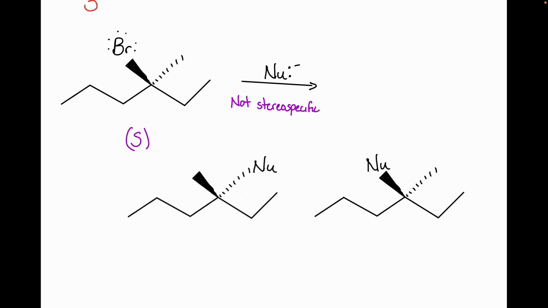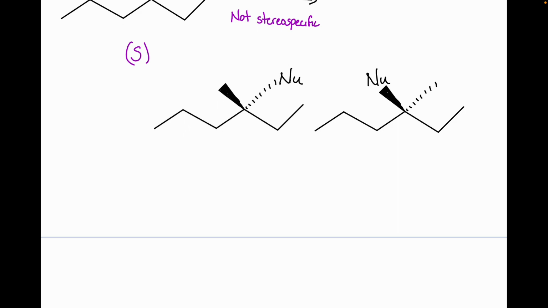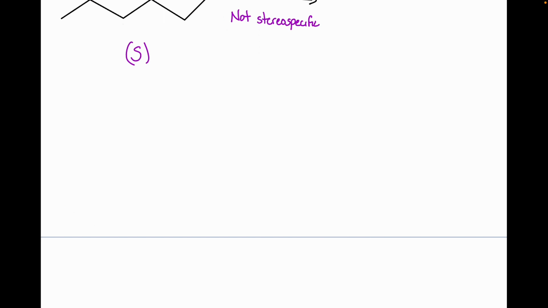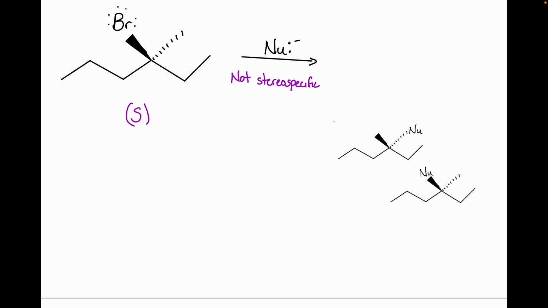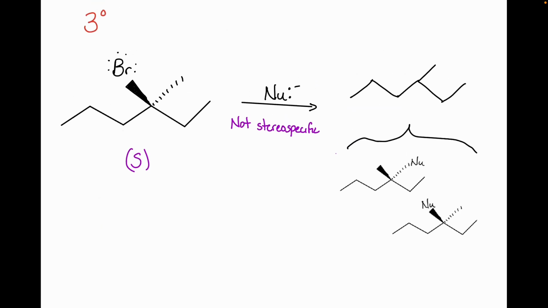All right, and so remember, anytime you get a mixture of all your possible stereoisomers, you can just represent that using the straight lines. Let me try to shrink this down. All right, so we can represent this mixture of these two products here using our straight line bonds.